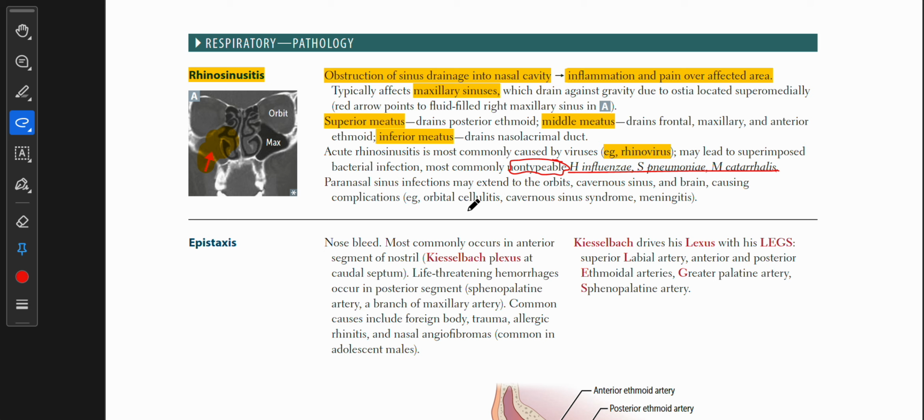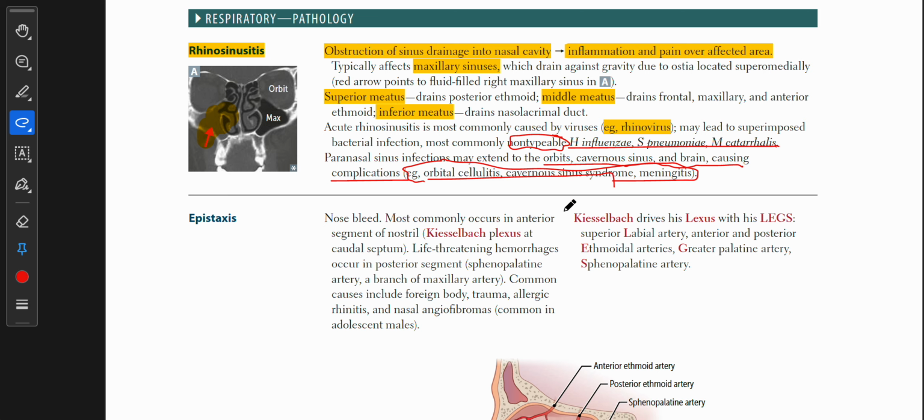Paranasal sinus infections may extend to the orbits, cavernous sinus, and also the brain, causing complications like orbital cellulitis, cavernous sinus syndrome, and also meningitis. We have another one, the sphenoid sinus. So basically if the infection extends from the sphenoid sinus or cavernous sinus, it can cause infections of the orbits and also the brain, like orbital cellulitis and cavernous sinus syndrome.